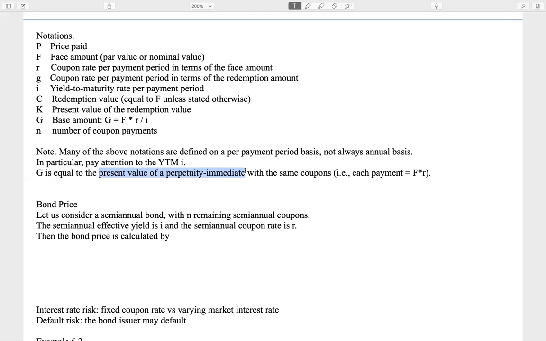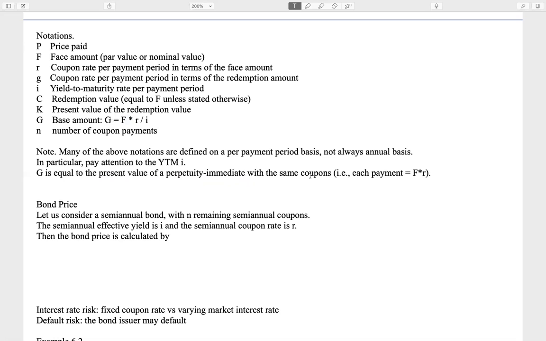So if you recall what we started in chapter 2, probably, what is the present value of a perpetuity immediate? It is 1 over i, assuming the payment is $1. So here it's not $1, it's actually the coupon payments, divided by i. So you can think of G as the present value of a perpetuity immediate with coupons that never stop.